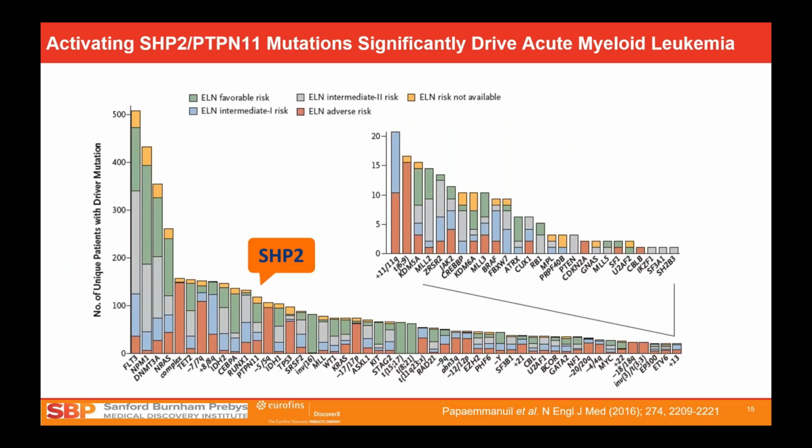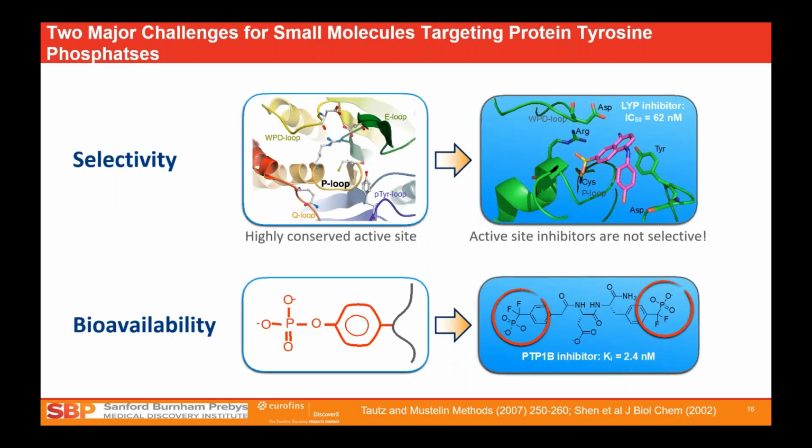So shown here is an example of what I'm talking about. This is from a recent publication on acute myeloid leukemia, and basically shown here are driver mutations for AML. And you can see how SHP2 is involved. It's actually got a greater importance than just gain of function mutants for the reasons I already outlined.